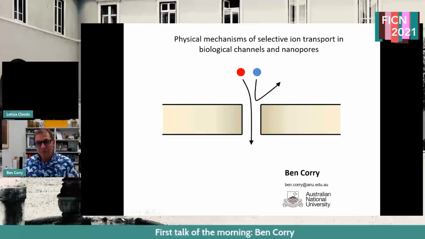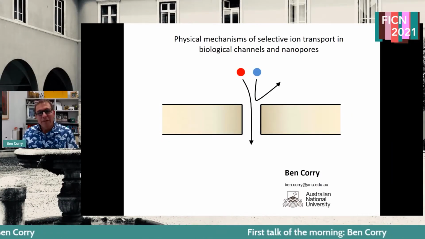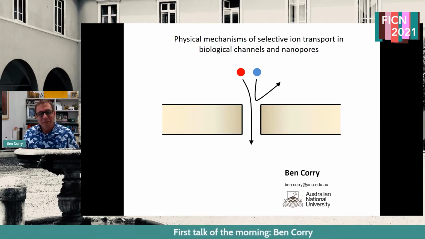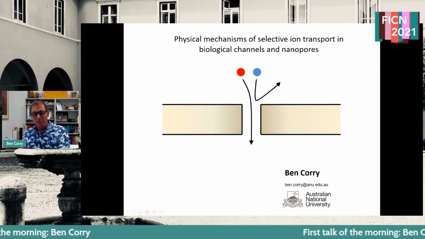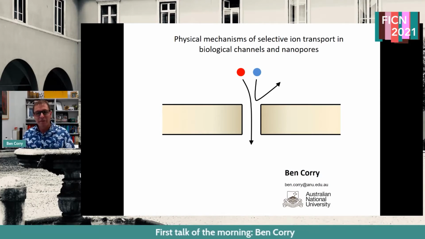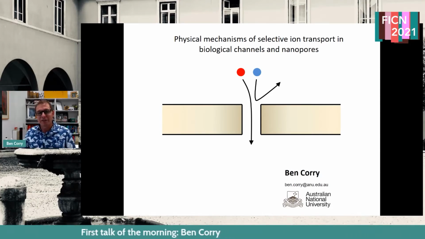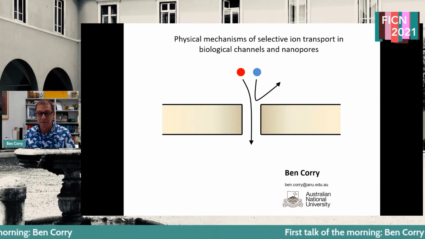Today I'm going to talk about physical mechanisms of selection. This will be somewhat of a review presentation. I'll put together information that's come out of quite a few different labs. But the idea of this is not so much to try and explain how selection happens in one particular case or another, but rather to talk about some of those basic physical concepts that can lead to selection. So we've got a toolkit that we can use to understand selectivity in a range of different situations.